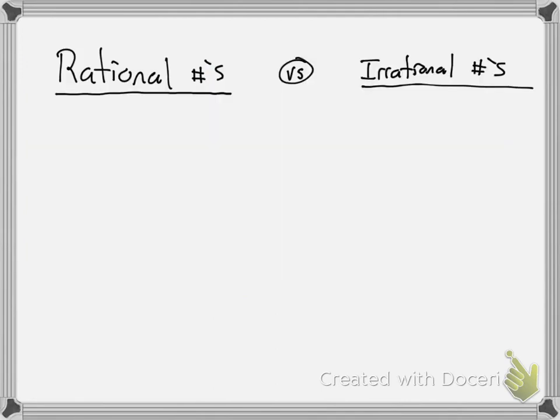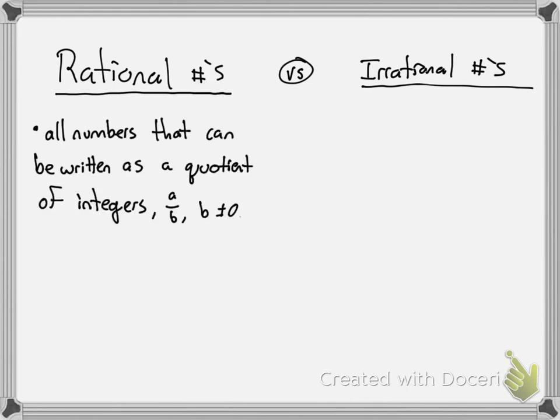So rational numbers versus irrational numbers. A rational number is all numbers that can be written as a quotient of integers, a over b, given that b does not equal 0. So an example of that could be 2/3, -5 over 4, 6 over 1, and any other example like that.